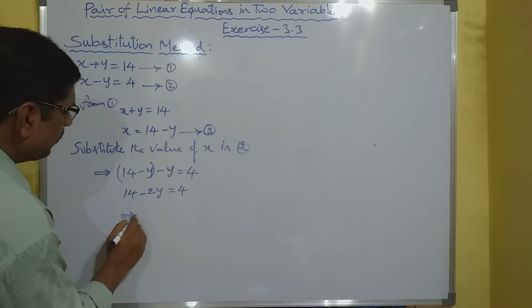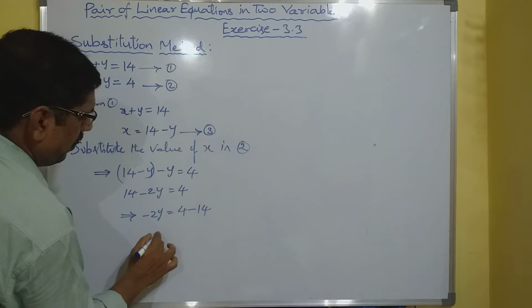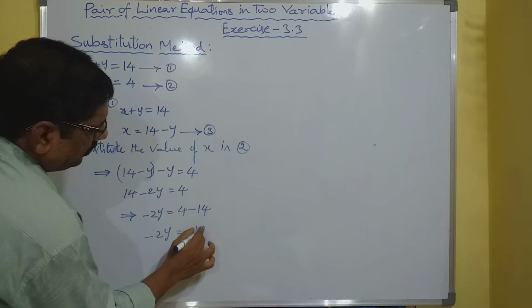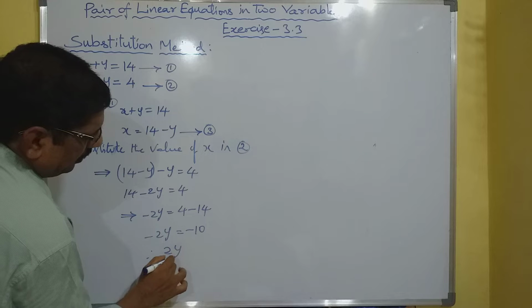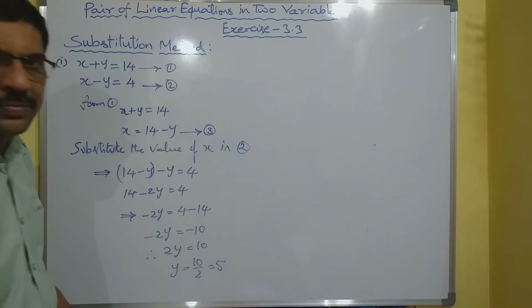Now this can be written as minus 2y is equal to 4 minus 14, taking 14 to this side. Minus 2y is equal to minus 10. Therefore 2y is equal to 10 and y is equal to 10 by 2, that is 5.